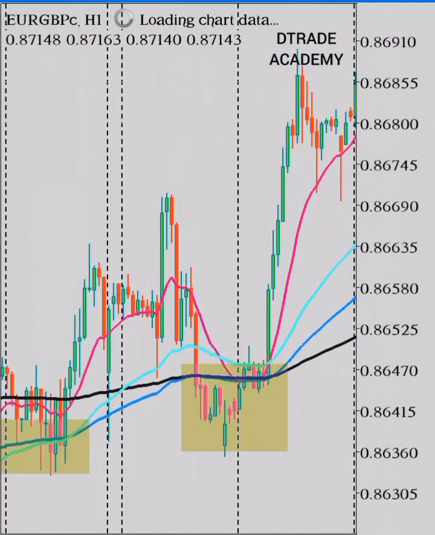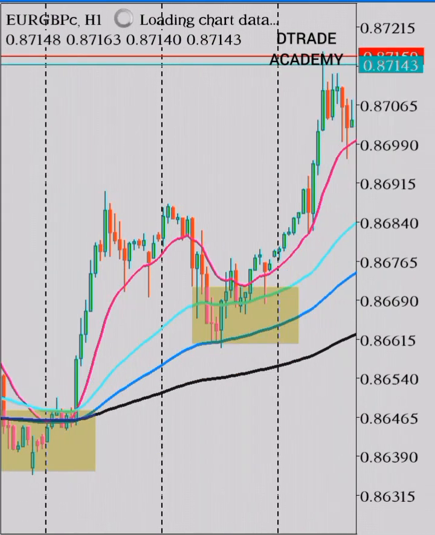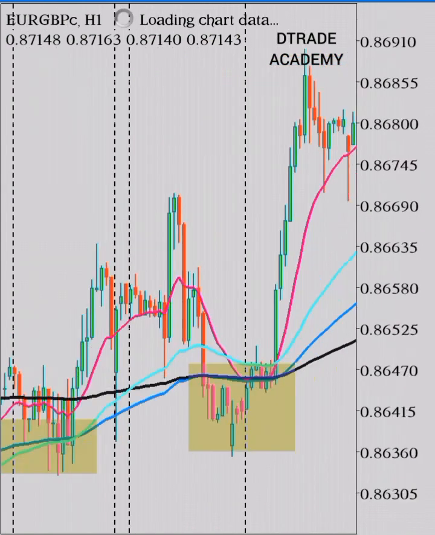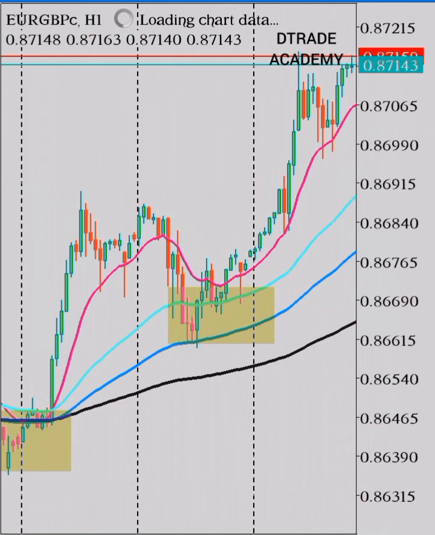Mark them out. So that is what I did. Price came to my 50 and 90, and I was able to mark them out. So I've marked out 3 possible touches. Now to pick trades on the Euro GDP H1 time frame, what you have to do is go to your 15-minute time frame.